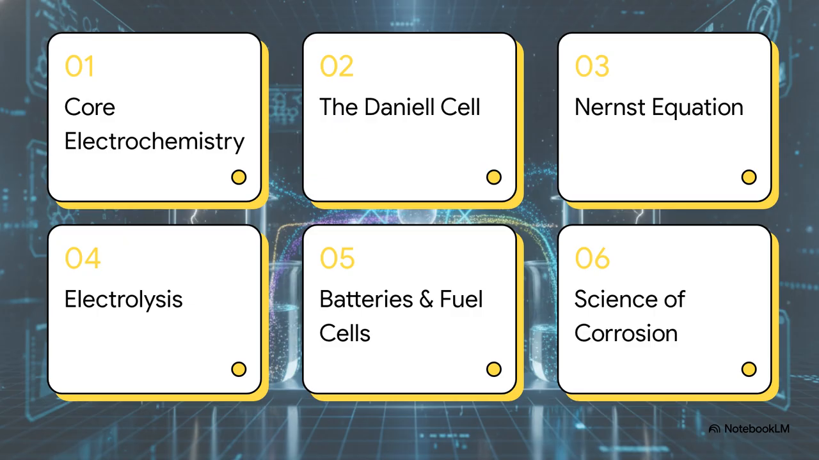We're going to systematically break down this entire chapter. We'll start with the core of electrochemistry, step inside the Daniell Cell, break down the Nernst Equation, explore conductivity and electrolysis, check out real-world batteries and fuel cells, and finally, dive into the science of corrosion. Sound good? Let's get into it.